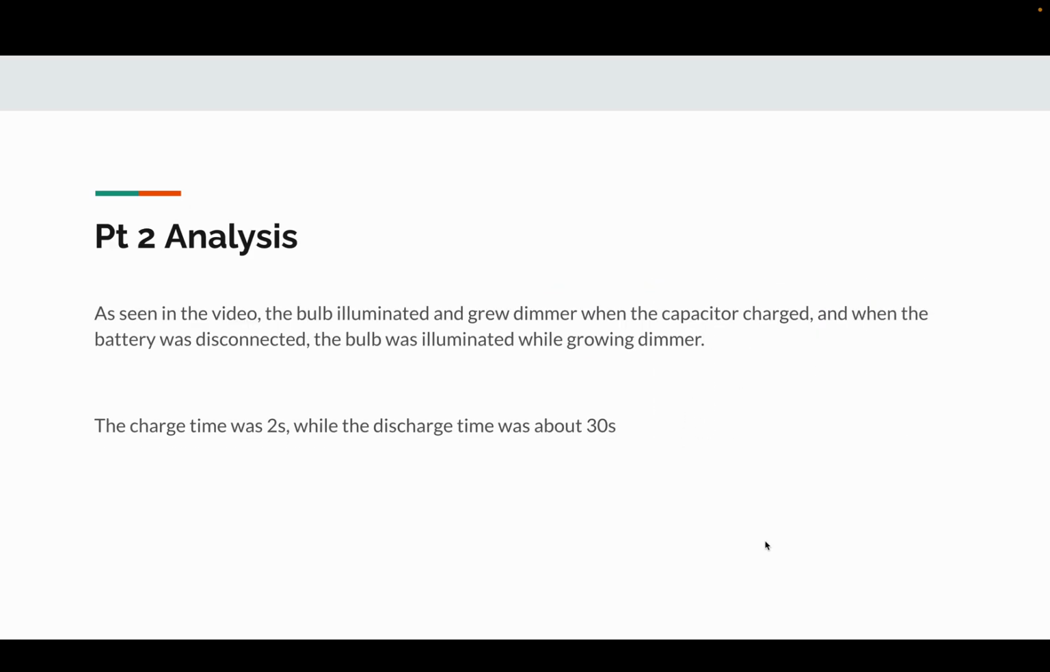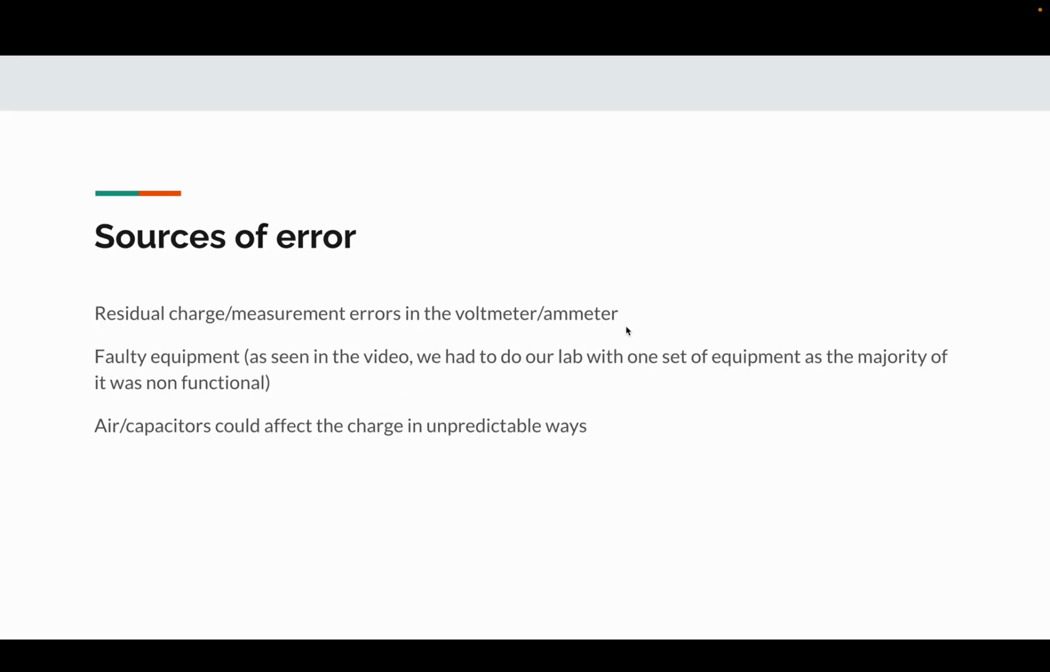And so, as I said before, for part 2, the light bulb was illuminated initially when the capacitor was being charged, and then was dimmed as the capacitor was being charged, and also grew dimmer when the battery was disconnected and the capacitor was dumping the rest of its charge. And as I said before, charge time was about 2 seconds, and the discharge time was about 30 seconds.